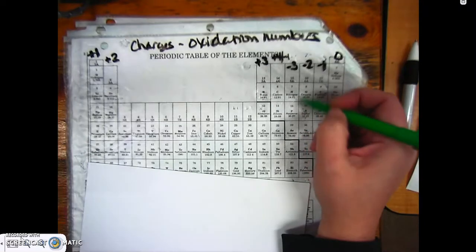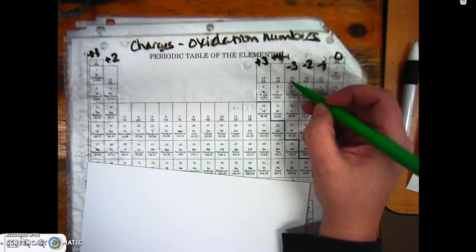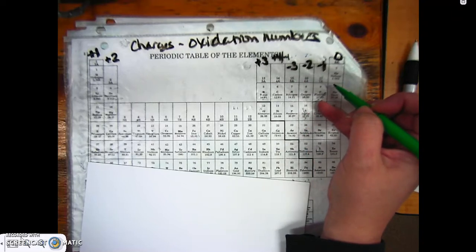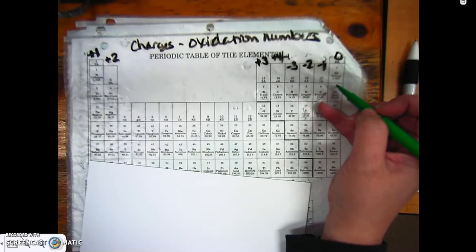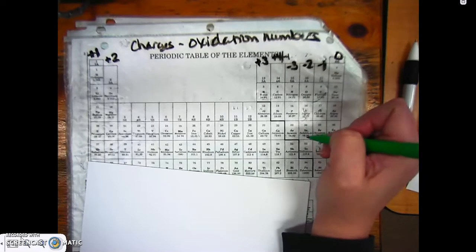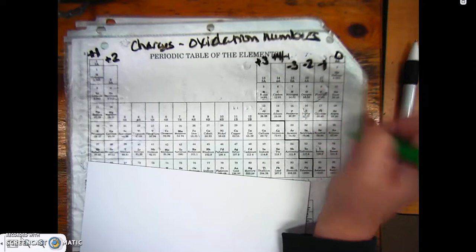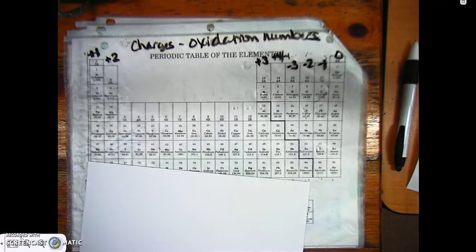Then we have a couple of nonmetals up here that are going to have a -3 charge because they're in the 5th column and they want to have 8 total electrons to follow the octet rule and be like a noble gas. Column 6 is going to pick up 2 electrons. Column 7, they're going to gain 1, and then column 8, they really don't do anything, right?